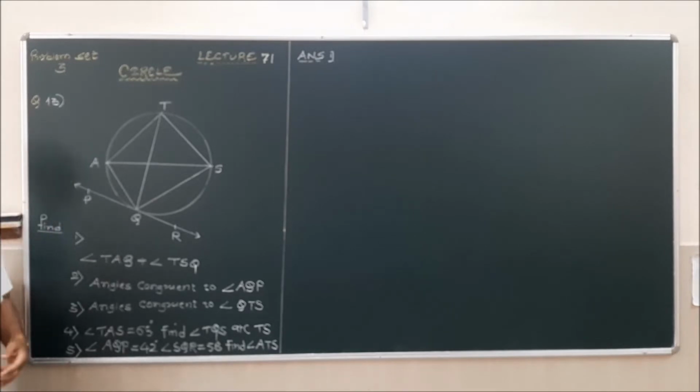Problem set 3, circle. Now you will find a figure is given. This figure is on page number 87. Figure is 3.91.